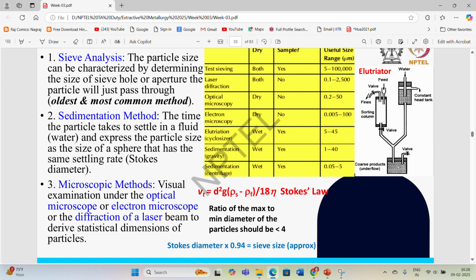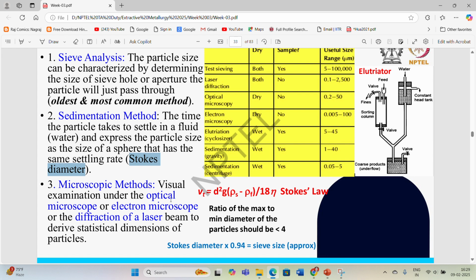In the sedimentation process, if the size of the particle is bigger, the free settling velocity of that particular particle is going to change as compared to the same mineral particle having a different size. So based on this free settling velocity and time period, we can calculate the size of the particle: the time the particle takes to settle in a fluid, expressing the particle size as the size of the sphere that has the same settling rate. When we analyze the diameter of the particle this way, we generally call it the Stokes diameter.